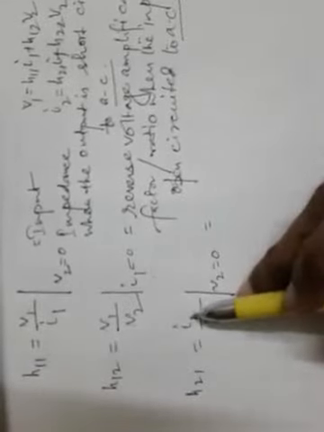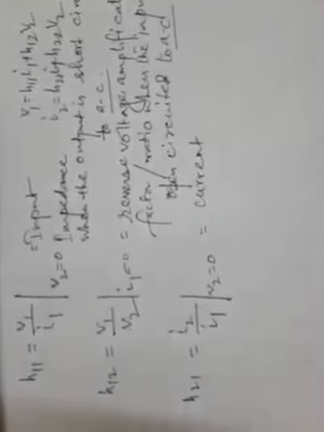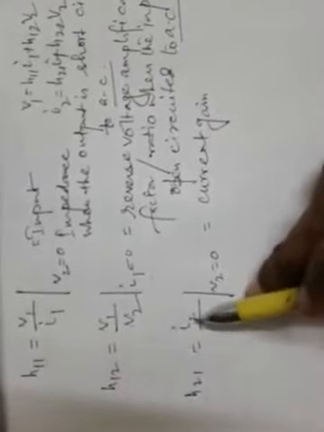Similarly, H21 we can write as I2 by I1 when V2 equals 0. So this is a ratio of the currents. If the earlier one is voltage amplification, this should be current amplification. So this can be written as current gain, alternately called gain. So this is current gain. We are providing current I1 at the input, we are getting current I2 from the output. So this is the gain of the current. So this ratio means current gain when V2 equals 0.